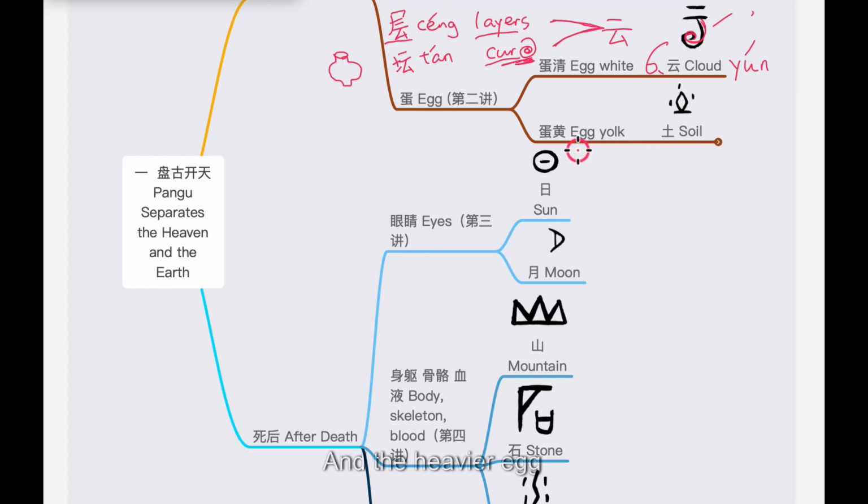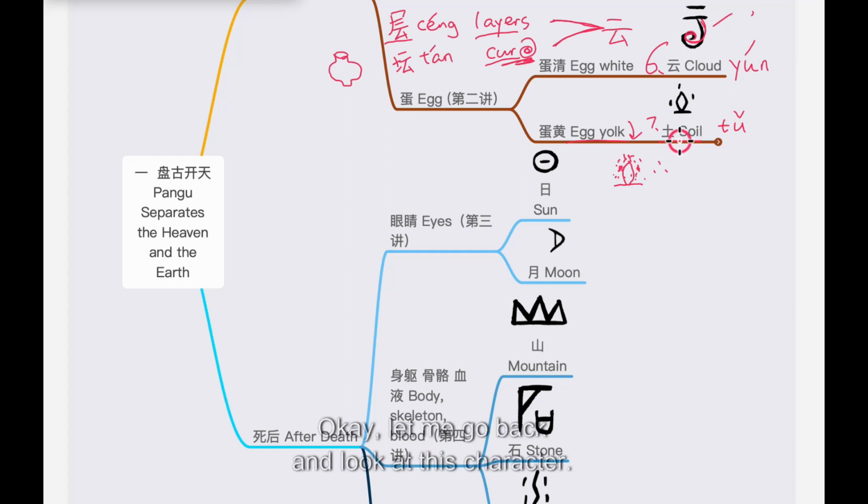And the heavier egg yolk descended and became soil. It's the seventh character we're learning, called 土. Third tone, 土. You see, this is a pile of dirt and 3 dots. And 3 always means like a lot. We won't really draw this. We can't really draw lots and lots of dots. If you draw 3 dots, that means a lot.